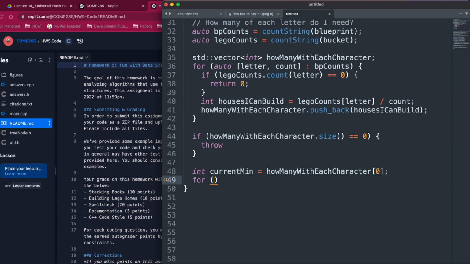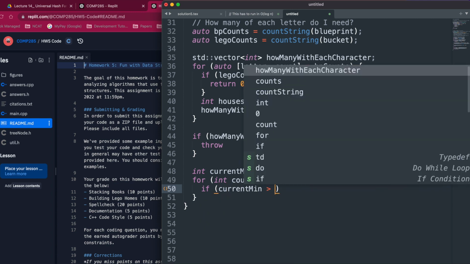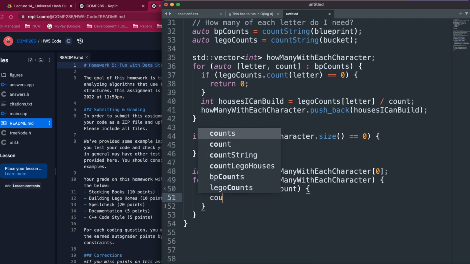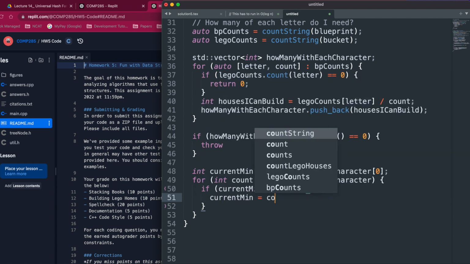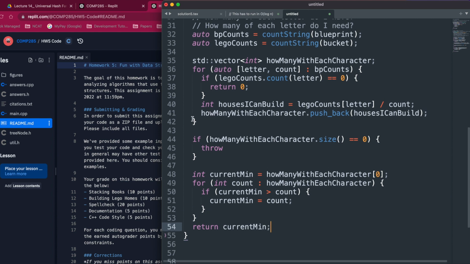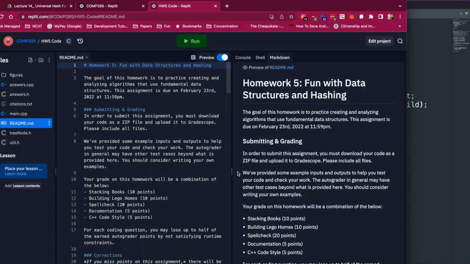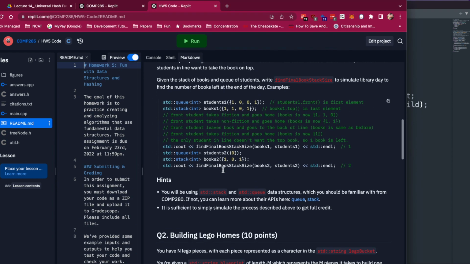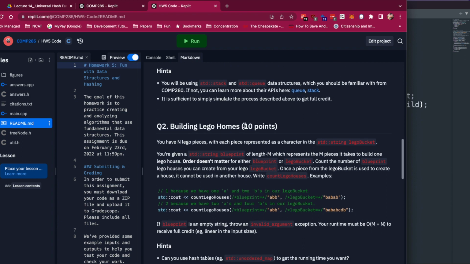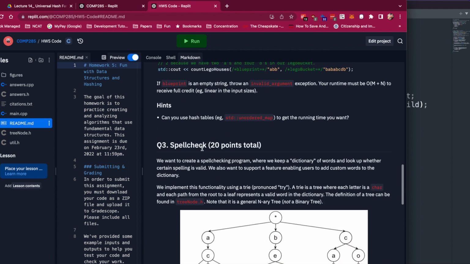0, and then I can iterate over these values, and basically if current min is bigger than count, then current min equals count, and I return my current min at the end, which gives me the minimum out of all the possible ones. So this is one valid solution here. That's great. Moving on to the next question. Again, all of this code is essentially pseudocode, so I wouldn't necessarily copy paste it and try to use it. You need to understand how it works.